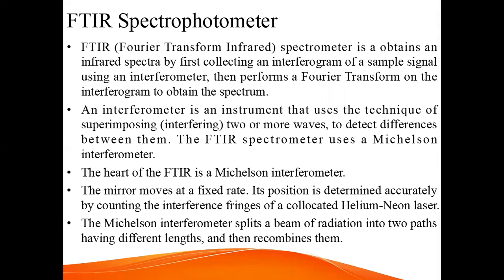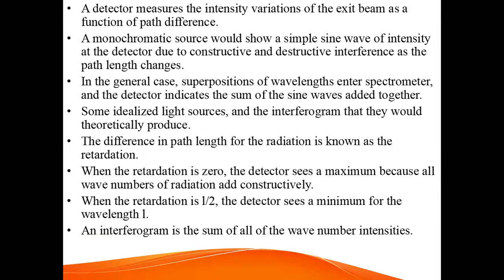The FTIR spectrometer uses a Michelson interferometer. The heart of the FTIR is a Michelson interferometer. The mirror moves at a fixed rate. Its position is determined accurately by counting the interference fringes of a collected helium neon laser. The Michelson interferometer splits a beam of radiation into two parts having different lengths and recombines them. The detector measures the intensity variations of the exit beam as a function of the path difference.